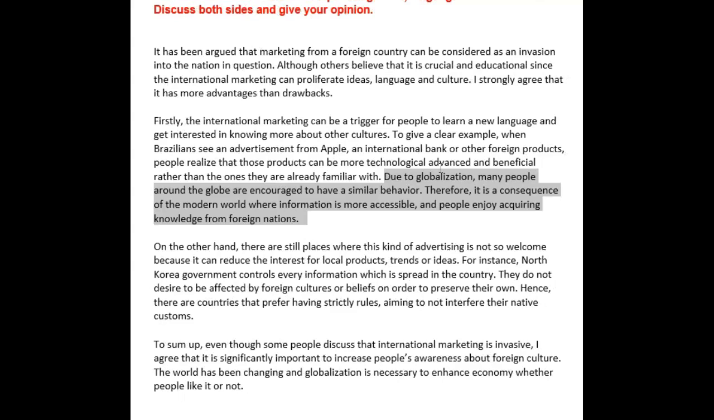If there was one area I would have changed, it might have been this section here. Due to globalization, many people around the globe are encouraged to have a similar behavior. I'm not really 100% clear on what that means. Are you trying to say that people do the same thing as the example of Brazilians that you used? Okay, that's kind of what I understood, but it just felt a little awkward to me.